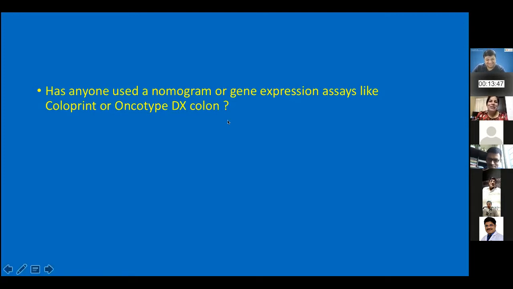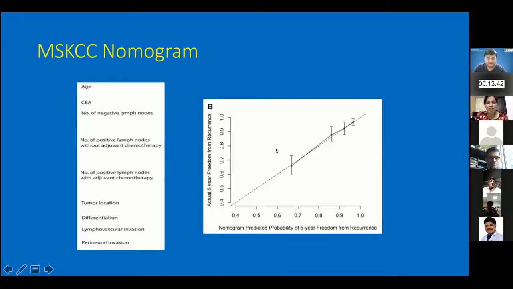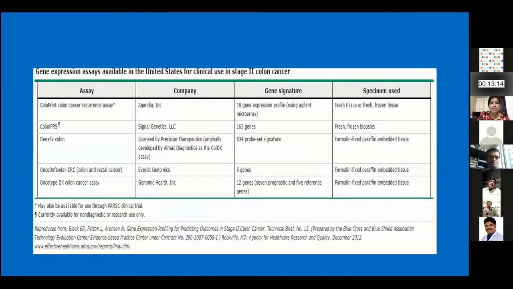So, coming to the nomogram, while I was doing a literature search on this topic, I found that MSKCC has a nomogram including age, CEA, lymph node positivity, tumor location, differentiation, LVI and PNI, and they have recently updated their analysis by including patients who were diagnosed till 2014, and they have a very high predictive probability of 5-year freedom from recurrence.